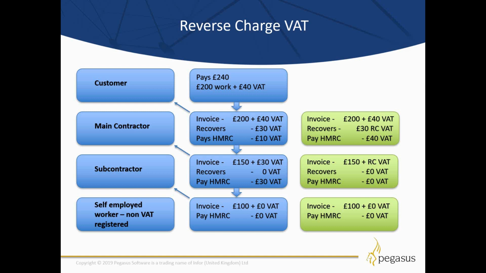In this example, the total VAT payable to HMRC will be £40, as no VAT was paid to their subcontractors, i.e. they have accounted for and paid the full VAT on that contract. From the customer's perspective, nothing changes. They get a normal invoice from the main contractor, which includes the VAT. They pay that invoice, including the VAT.